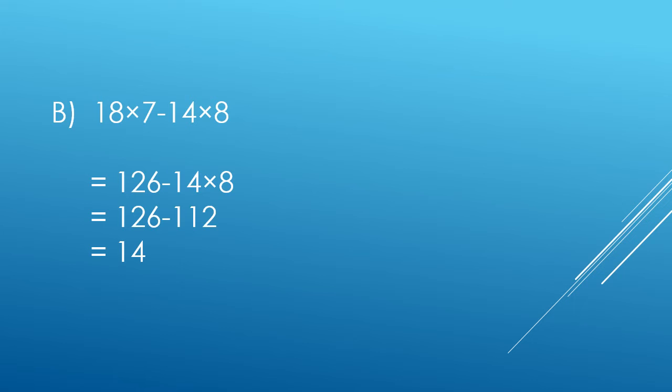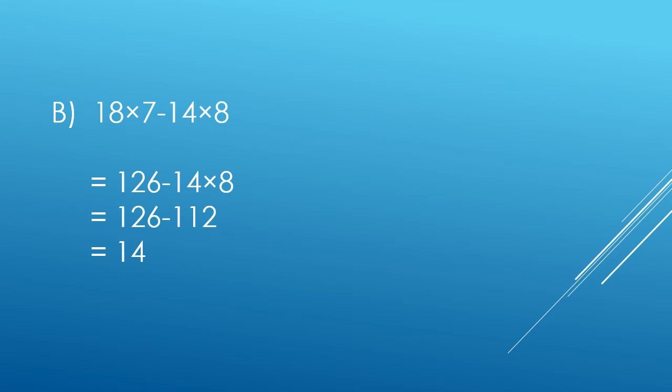Now let's see the B part of question number 2 of our exercise 6D, that is 18 multiplied by 7 minus 14 multiplied by 8. Now we solve 18 multiplied by 7 first, which is equals to 126. Just multiply 18 and 7, you get 126. Now copy down the minus sign as it is.